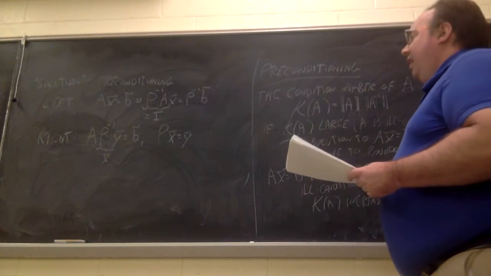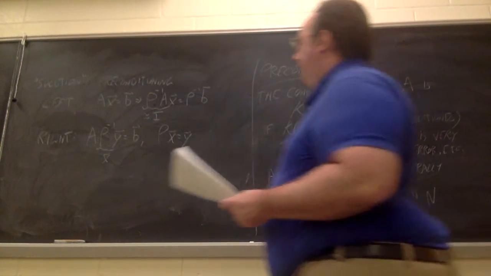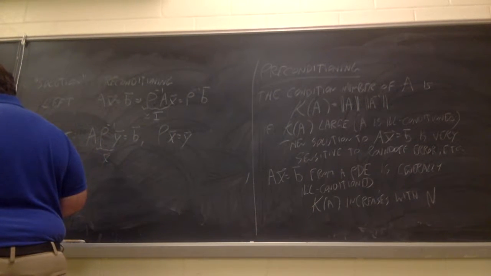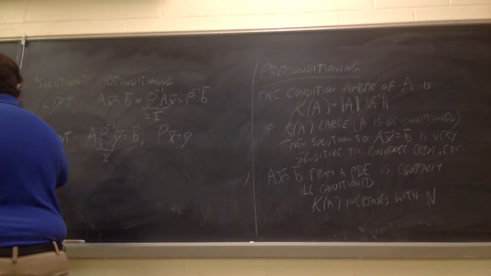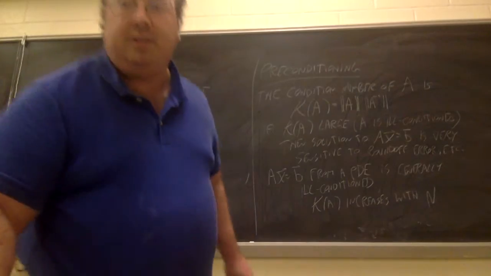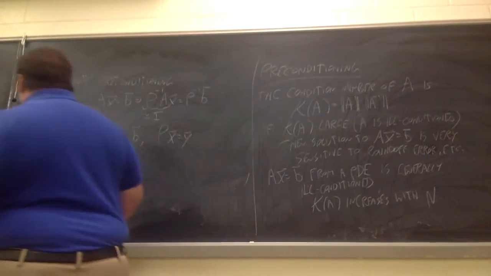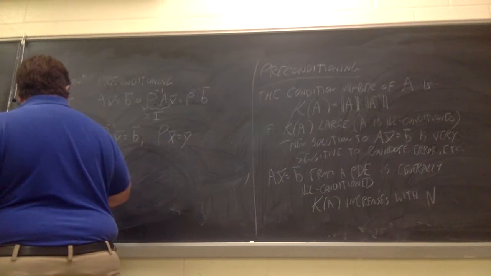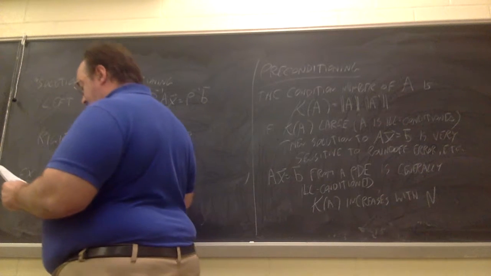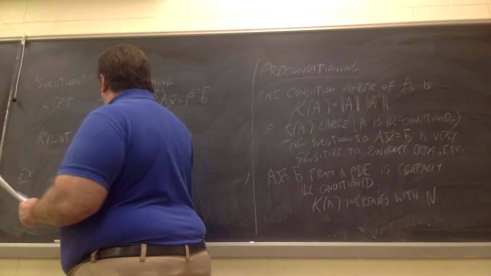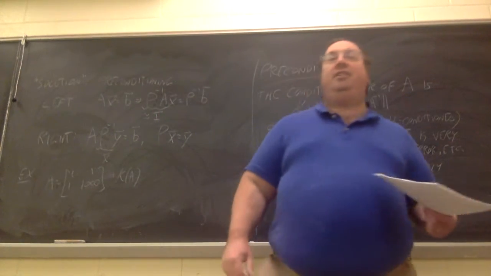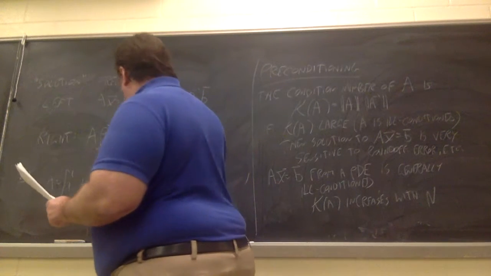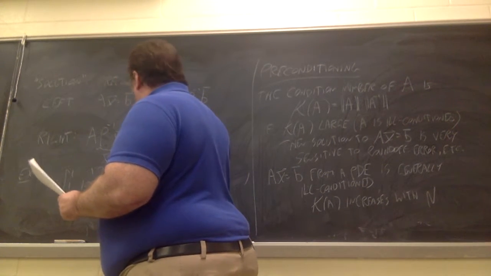Now, here's a simple example where preconditioning can be seen to help. Let's suppose A is this matrix: 1, 1, 1, and 1,000. The condition number, which you can compute in MATLAB using cond, C-O-N-D, turns out to be 1,001.